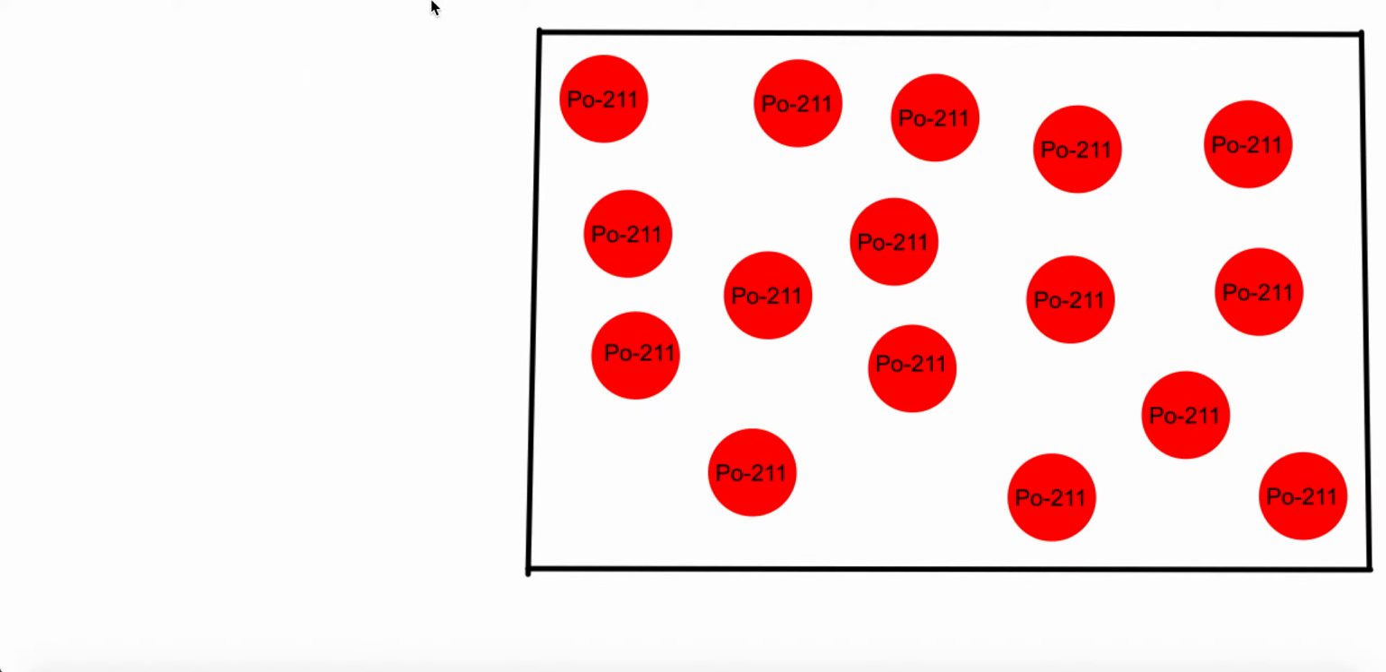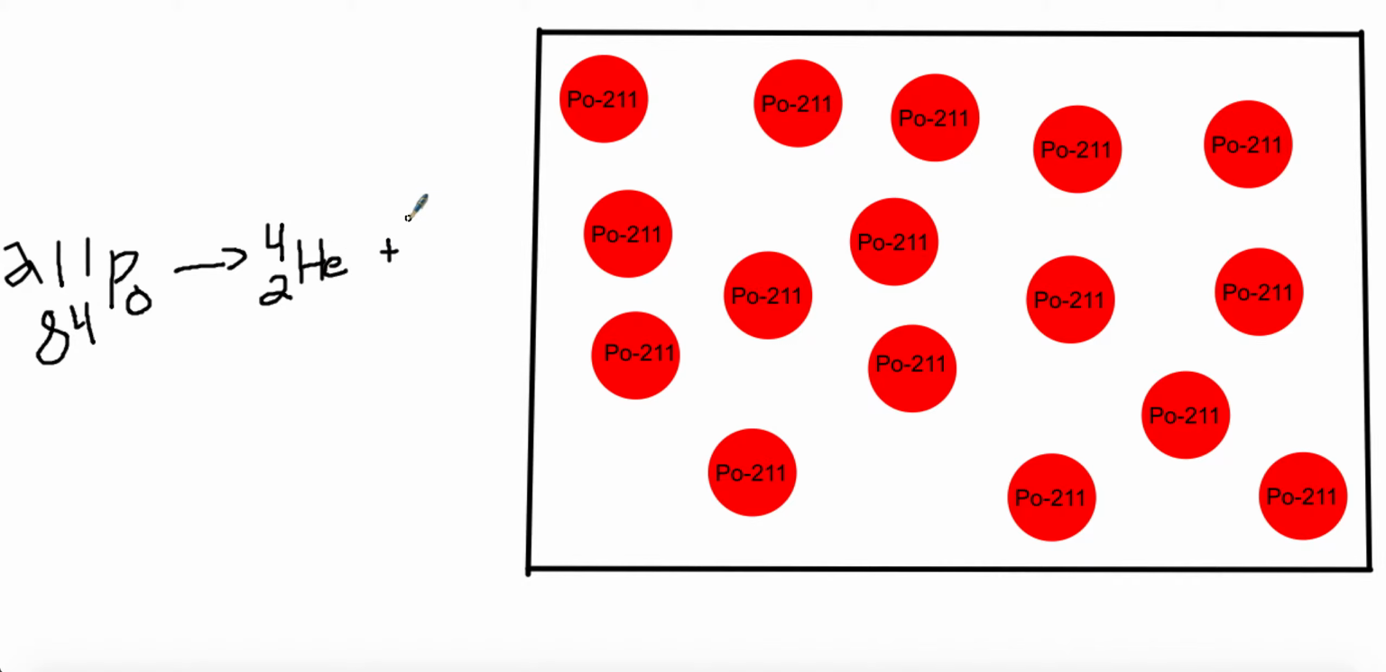Hi everyone. Let's take a look at this radioactive sample of polonium-211. So we know that polonium-211 will undergo a radioactive decay. Due to that large atomic number, it'll undergo an alpha decay, the release of an alpha particle, and the formation of the leftover, which is lead-207.